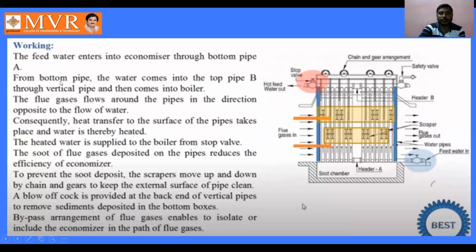And coming to the working principle, I have shown you in the previous diagram that the feed water enters the economizer through the bottom pipe.